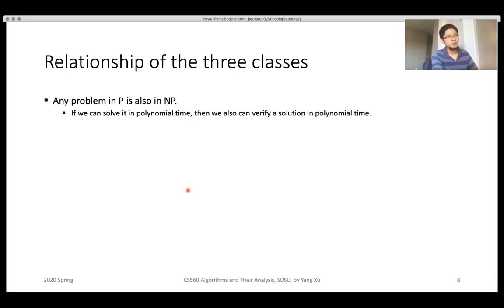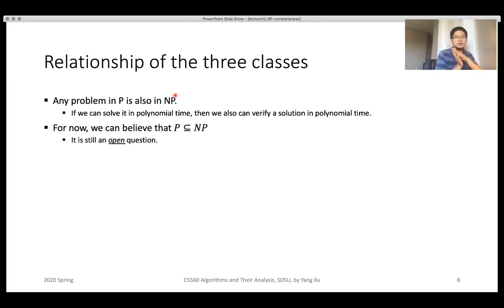In terms of the relationship between the three classes, we can say that any problem in P, which means it is solvable within polynomial time, is also in NP. If a problem is solvable, then we can also verify a solution in polynomial time. So P is a subset of NP. If NP is a bigger circle, then P is a smaller circle within that big circle. Any problem that is solvable must be verifiable within polynomial time. But still, it is an open question; we don't actually have a strict proof for that proposition yet.